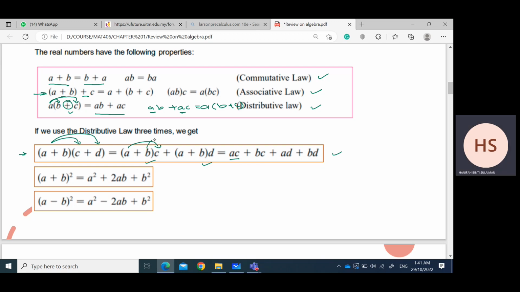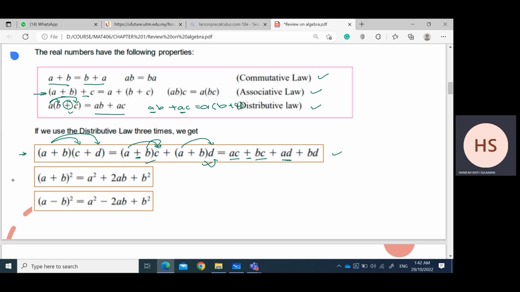B times C. You darabkan B dengan C, then kita akan dapat BC. Operation dia plus. Masih plus lagi. And then untuk second term, we have A times D. So that's why we have AD. And B times D, we have BD. Okay, so ini adalah distributive law for 3 times. Kita gunakan 3 kali distributive law. So kita akan dapat yang ni.